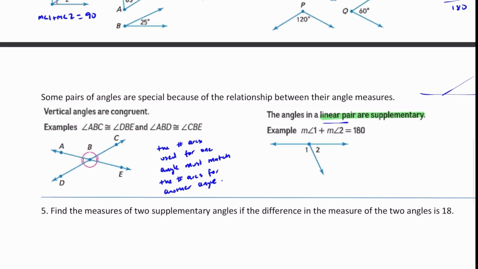So I need you to understand these two things because they will be prevalent in semester 1 of geometry. So please make sure that you understand and know what vertical angles are and what a linear pair does. All right.